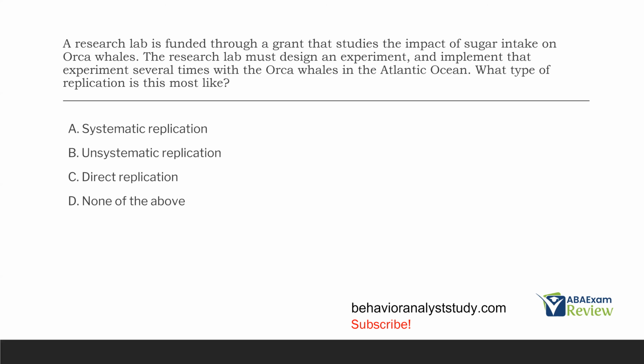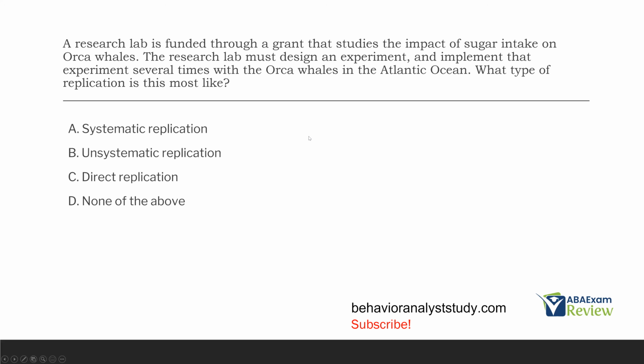So, what type of replication is that? A, systematic replication. Well, we just talked about systematic replication being more concerned with external validity, where you're systematically changing things in the experiment, not what's happening here, right? What they're not doing is unsystematic replication. You would never want to unsystematically replicate anything. That would be more akin to randomly changing things with no plan. So what they're doing is C, direct replication.